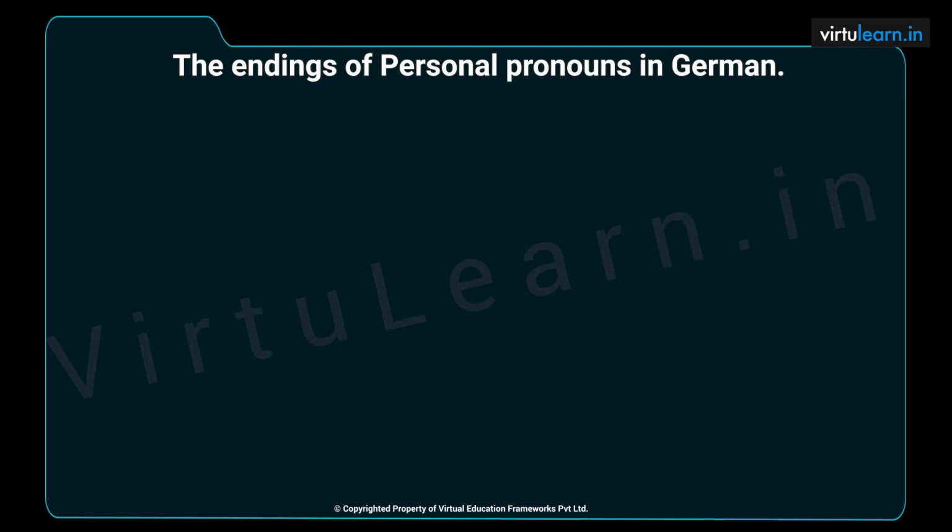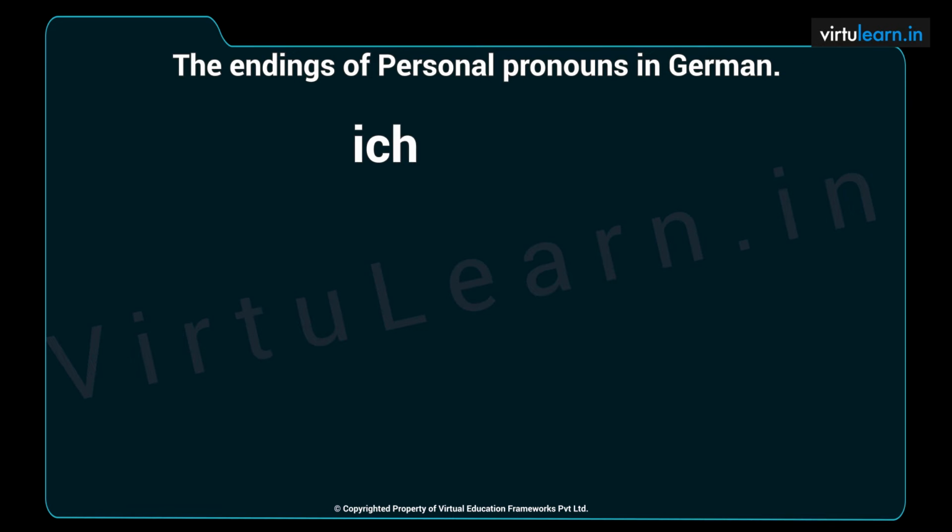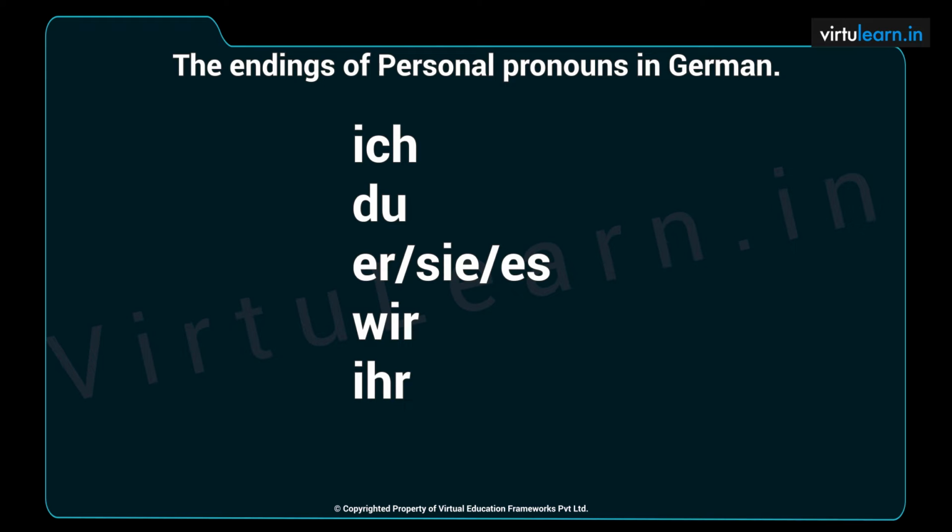So now let us learn the endings of personal pronouns in nominative case. As mentioned earlier, in this beginner course, you will be learning only about the nominative case personal pronouns. And they are ich, du, er, sie, es, wir, ihr, sie and Sie. So now the endings. Ich ends with e.